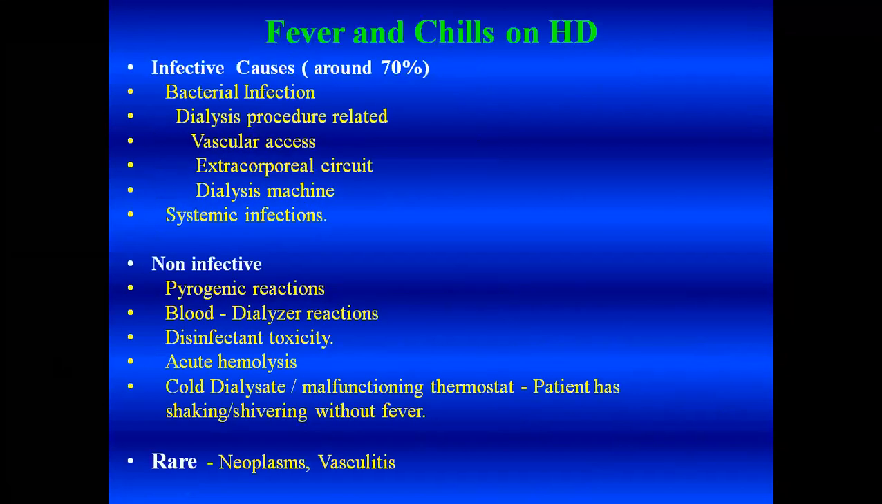Infective causes account for about 70%, and they are mostly bacterial infections related to the vascular access, the dialyzer and tubings, or the dialysis machine, or systemic.